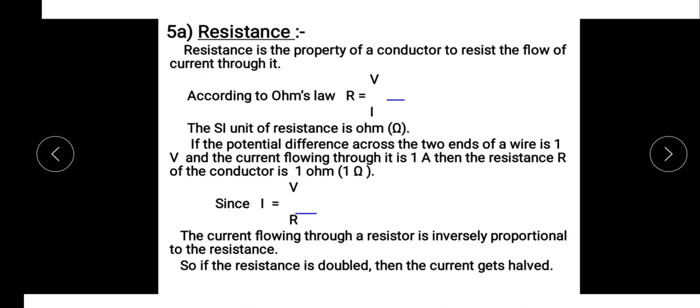If the potential difference across the two ends of a wire is 1 volt and the current flowing through it is 1 ampere, then the resistance R of the conductor is 1 ohm, since I is equal to V by R. The current flowing through a resistor is inversely proportional to the resistance. So if the resistance is doubled, the current gets half. Note the point: if the resistance is doubled, then the current gets half.